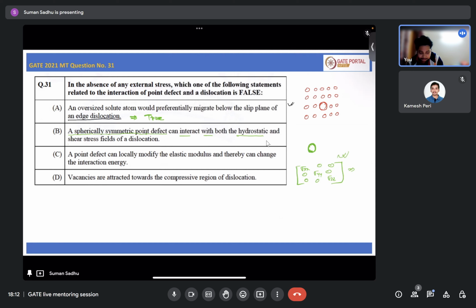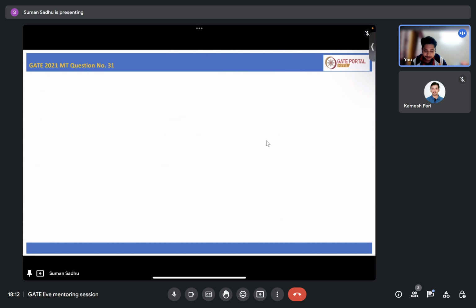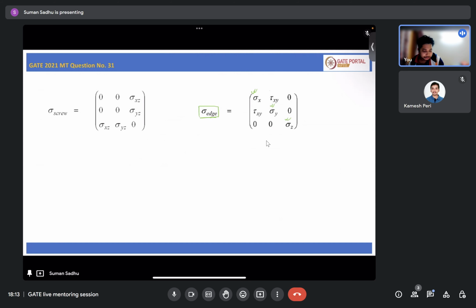Now here it is mentioned that this hydrostatic component of stress can interact with both the hydrostatic and shear stress field of a dislocation. If you see the stress field near an edge dislocation or near a screw dislocation, this is the stress field near an edge dislocation. You can see that hydrostatic components are there, and also in the xy plane the shear components are there. So basically it is a plane strain condition. And if you see the stress field near a screw dislocation, you can see that no hydrostatic components are there, only the shear components.